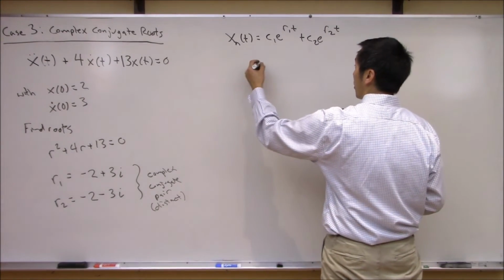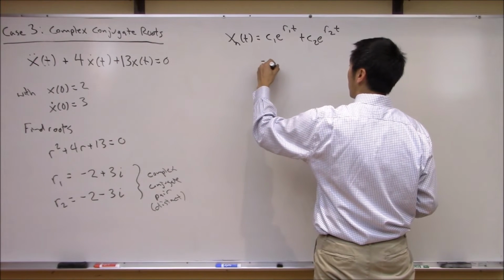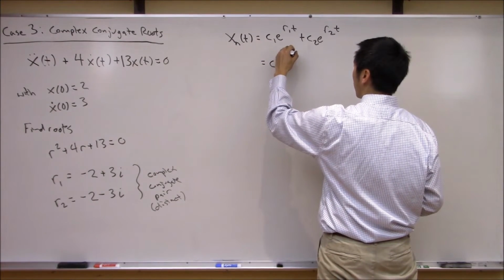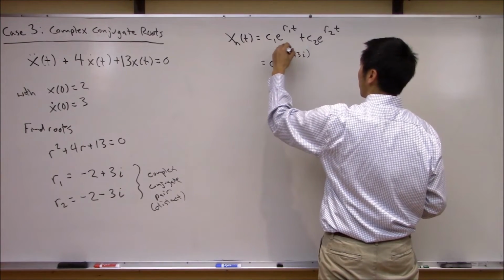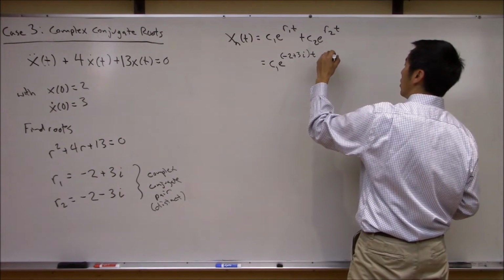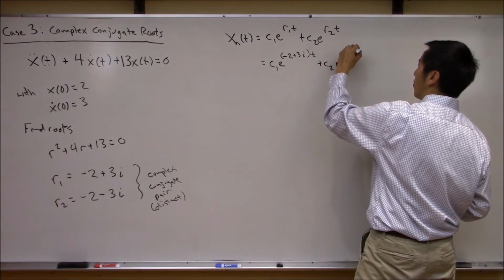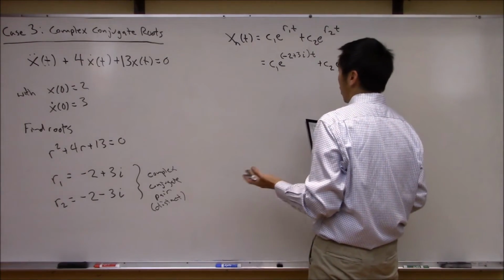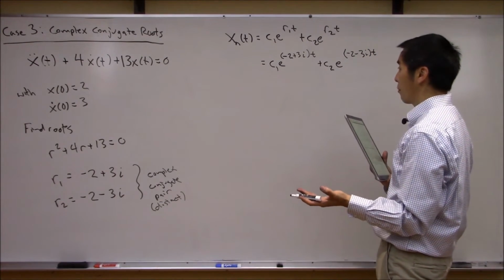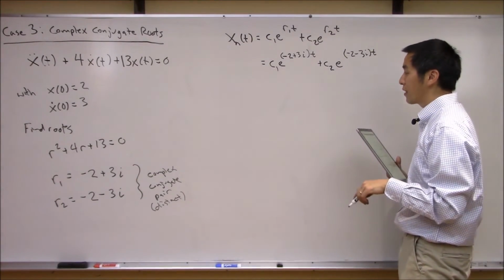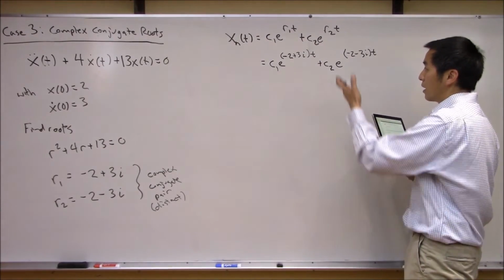And then we would end up with a c1 e^((-2 + 3i)t) plus a c2 e^((-2 - 3i)t). You can go ahead and do that. It's a function. It appears complex. Again, I'm going to say it appears. I'm going to show in a second it's not really complex, but it sure looks that way.